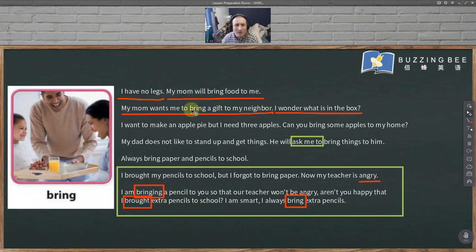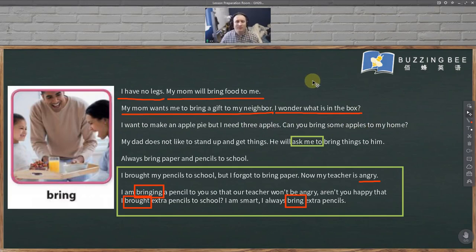My mom wants me to bring a gift to my neighbor. Why? Well, I didn't say why, but I can say, how do I feel? I wonder what is in the box. Ooh, interesting. I want to make an apple pie, but I need 3 apples. Can you bring some apples to my home?